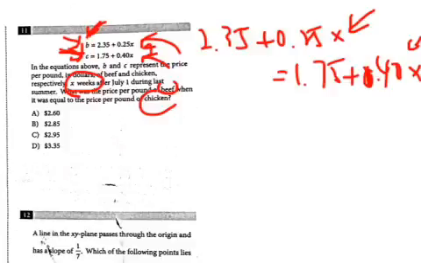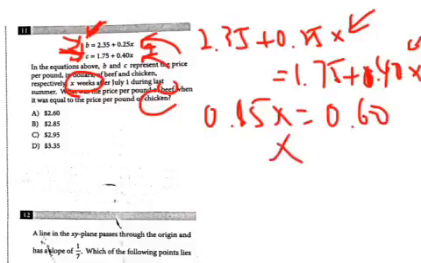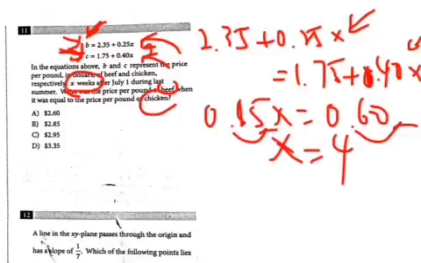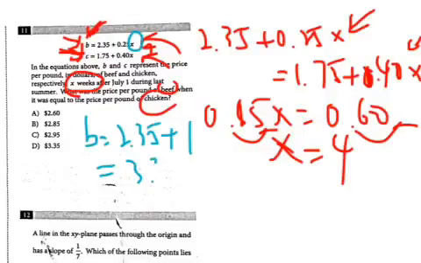From here, I will move terms around. 0.40 minus 0.25 is 0.15x, and 2.35 minus 1.75 is 0.60. So x, in this case, I can take 60 divided by 15, which is equal to 4. So 4 weeks. Substitute 4 into this equation: B equals 2.35 plus 0.25 times 4, which is 1. So it's 3.35. So that is D.